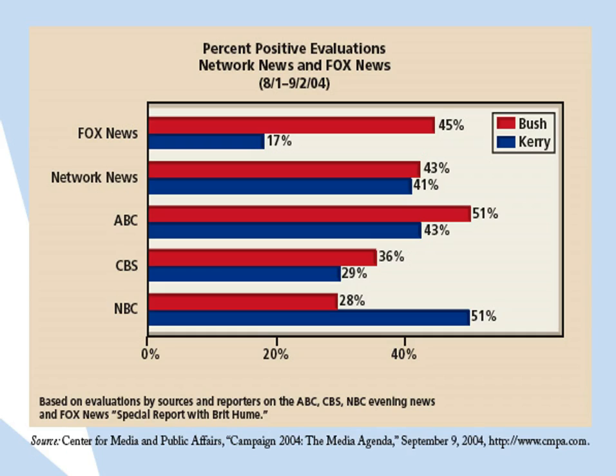Perceptions of different news networks. When we look at how many of the news stations covered the election of 2004 between Bush and Kerry, we can see that Fox covered Bush 45% of their coverage was positive, only 17% of their Kerry coverage was positive. On the other side, we've got NBC, only 28% of their coverage of Bush was positive, while 51% of Kerry was positive. So again, we can see the bias in the media.